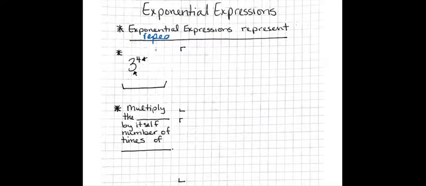Exponential expressions represent repeated multiplication. So you multiply the same number times itself several times. In this example that we're looking at, the 3 is called the base, and the 4 is called the exponent. This entire thing is called an exponential expression, or you might hear the combination of a base and an exponent called a power.